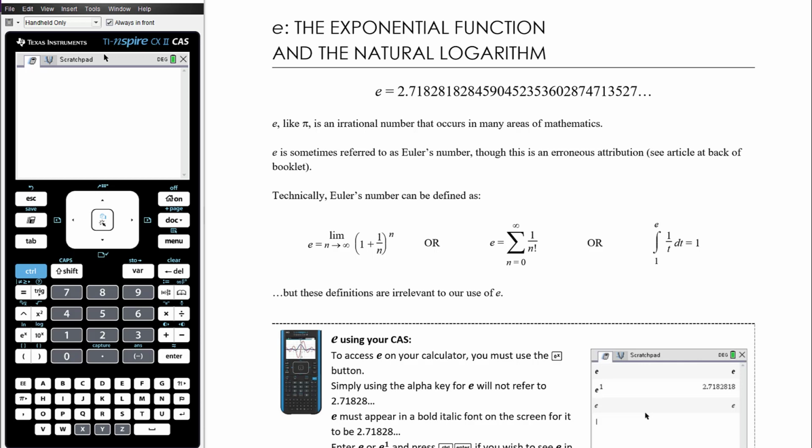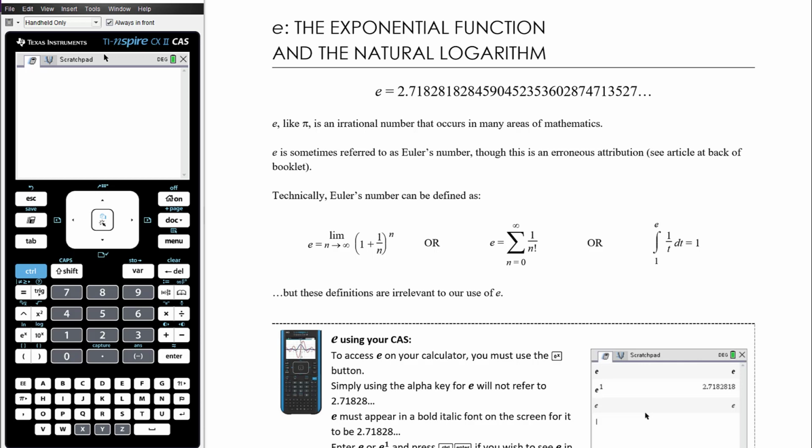Okay, now e is about 2.718. So a bit less than 3 is a good way to be able to think about it when you're trying to enumerate expressions involving e, and to think about, well, roughly how big is that? If you think about it being just a bit less than 3, that can help you.